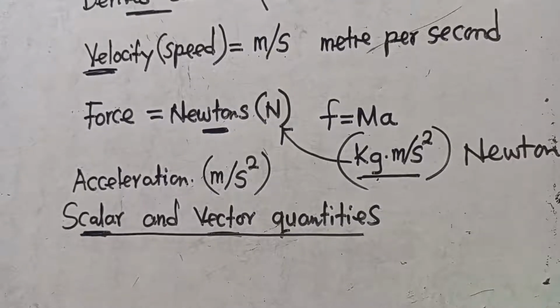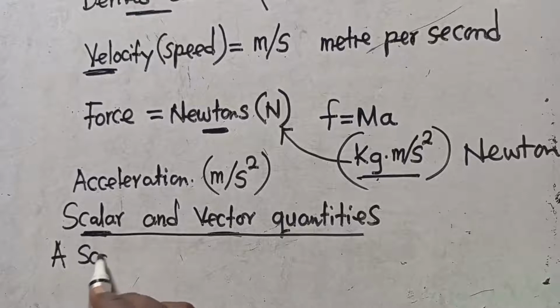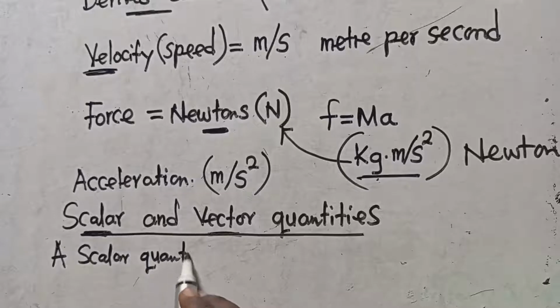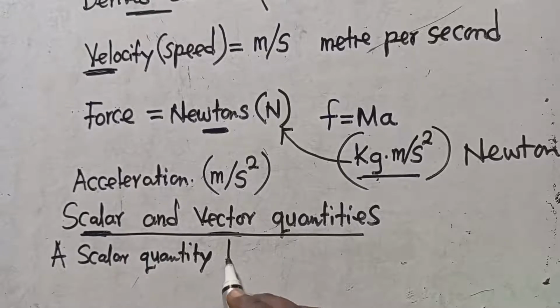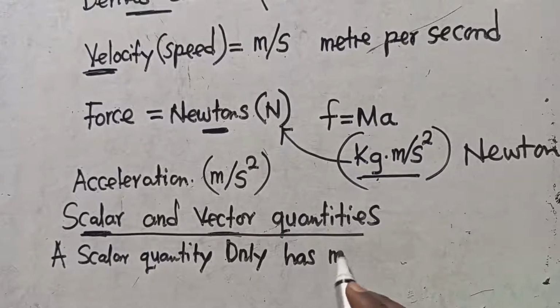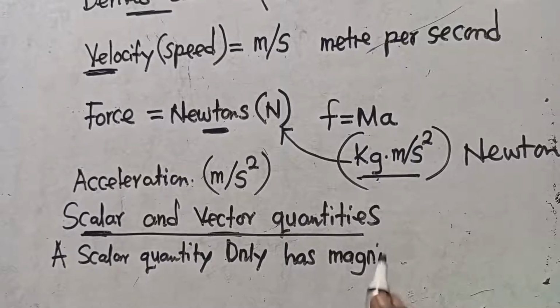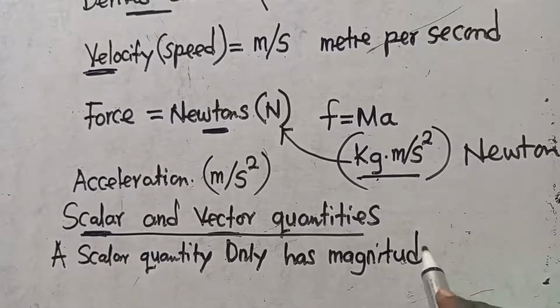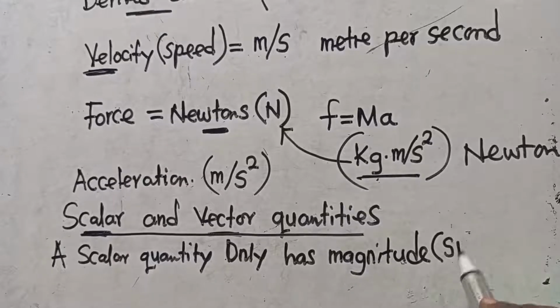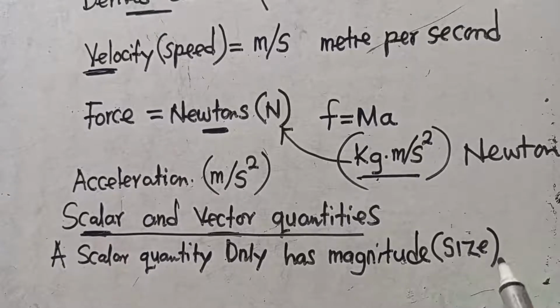Whenever we are talking about a scalar or a vector quantity, I'll start with a scalar. A scalar quantity, let me write it in full. A scalar quantity only has magnitude. Have you seen, only what? Magnitude. Magnitude is just the same as size. It is one and the same. So it only has magnitude.